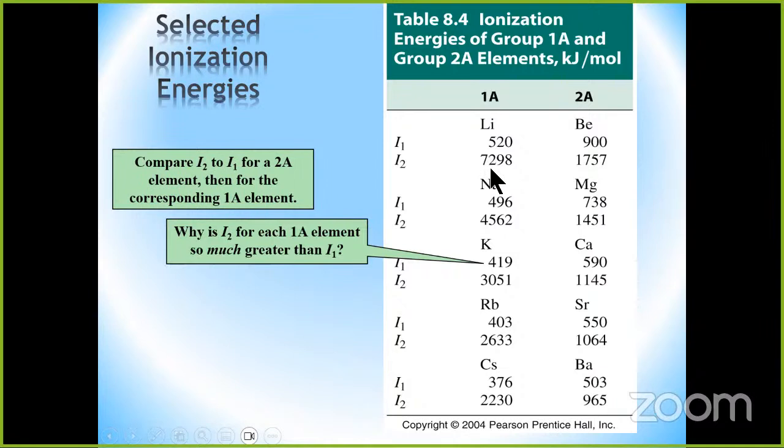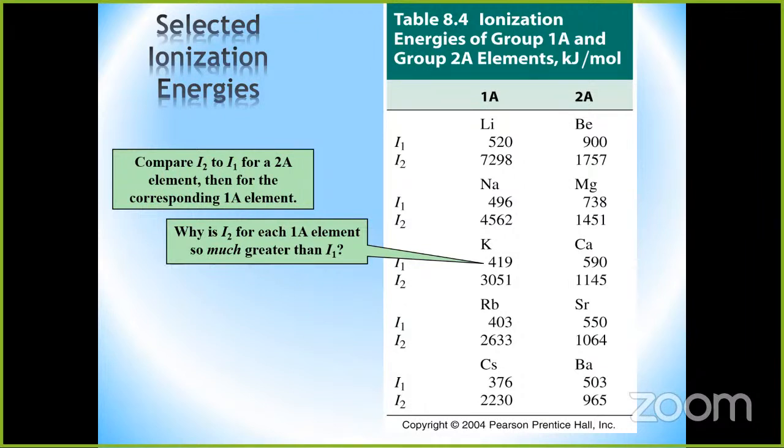In fact, let me calculate this here. 7298 divided by 520. Let me see what I get. That's 14 times over, right? So the amount of energy required to remove the second electron in lithium is 14 times the energy required to remove the first electron, right?